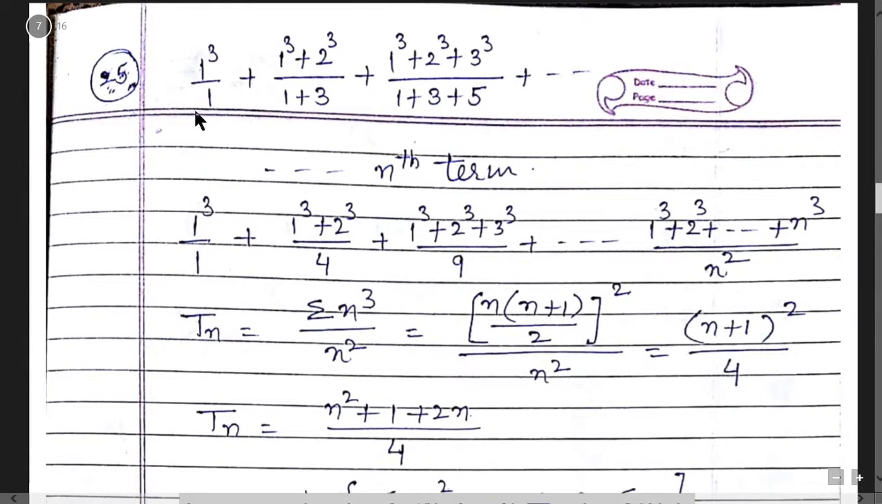Question number 25. 1 cube over 1, 1 cube plus 2 cube divided by 1 plus 3, it's the series up to so on nth term. What about the nth term? You can write 1 cube over 1, and 1 cube plus 2 cube divided by 4, 1 cube, 2 cube, 3 cube divided by 9, up to so on. Check the term in the denominator. It's n square basically. And what about the numerator? It's sigma n cube.